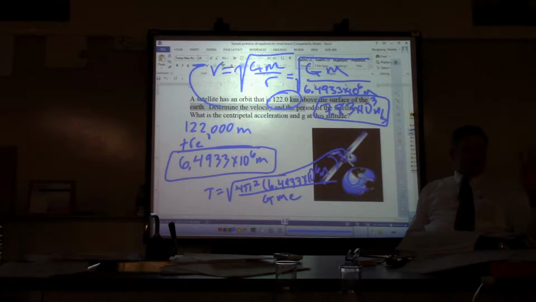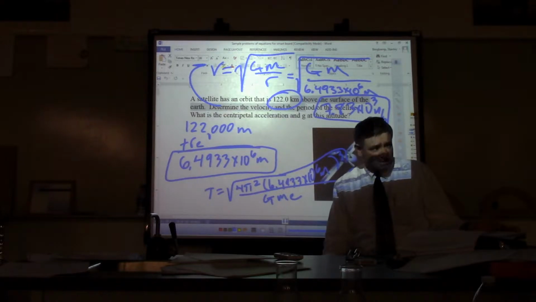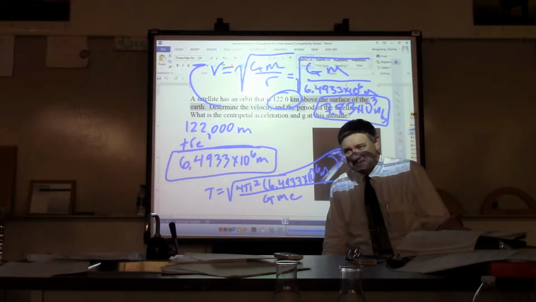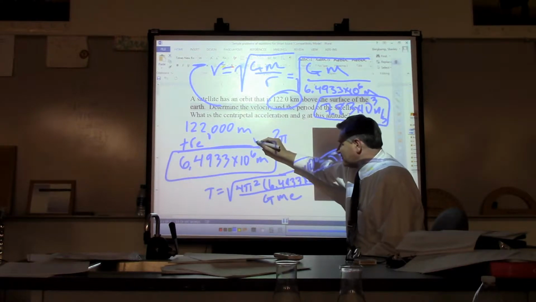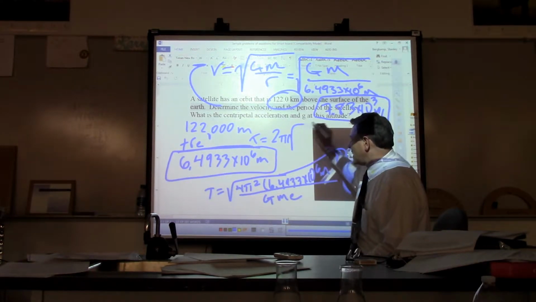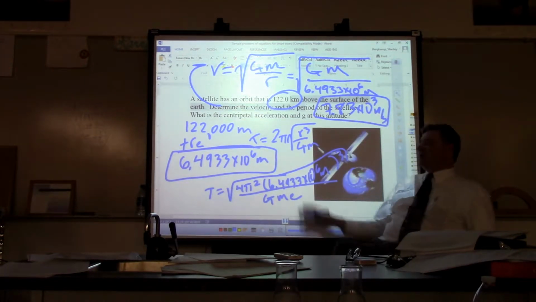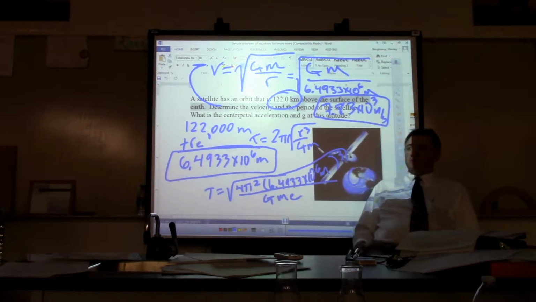Now, if you want to make this a little bit simpler, this is purely optional. If you don't like punching in 4 pi squared, what's the square root of 4 pi squared? 2 pi. So sometimes you'll see that period equation written as 2 pi times the square root of r cubed over big G m. So if you don't like 4 pi squared, you can just do all of this and then multiply by 2 pi. It's personal preference. You're going to get the same answer either way.